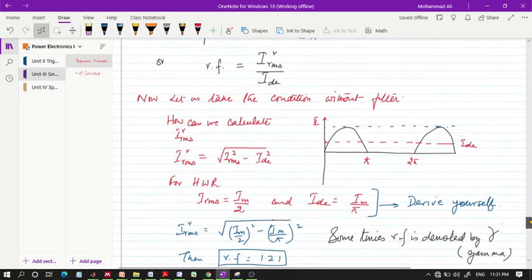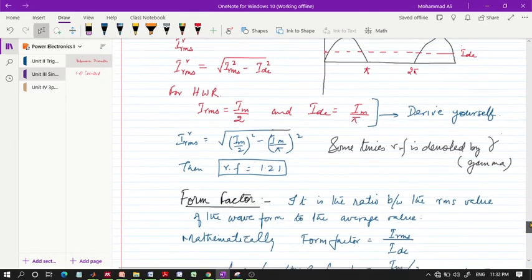How can I define this? The RMS value of the ripple component, I can define it as the actual RMS value square minus I DC square. So for half wave rectifier, what is RMS? It is Im by 2, and what is IDC? Im by pi. This I will derive in the next video. And here it is the peak value. Over there I will be taking the RMS values. So don't get confused by them.